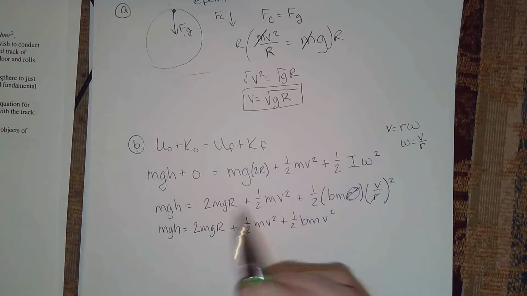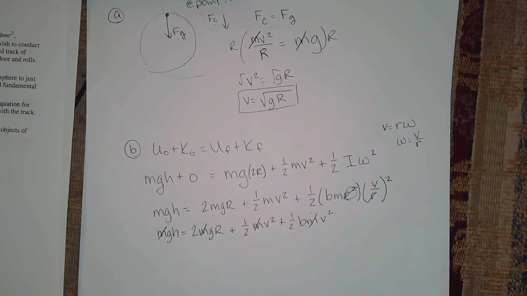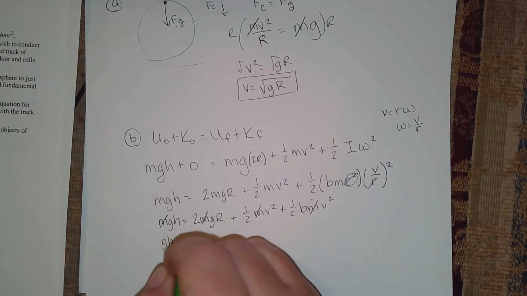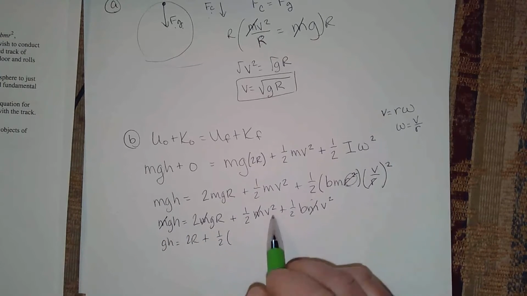Now I'm going to cancel out things I see that are the same. I see mass everywhere, so I'm going to go ahead and get rid of that. So I've got gh is equal to 2r plus 1/2. Now, v is not allowed. That was not on my list of possible things.